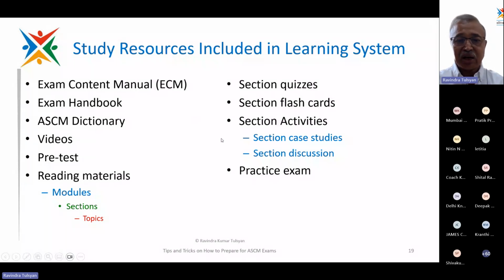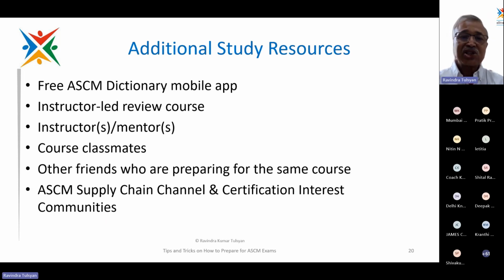But I recommend, don't take this practice exam in the beginning. When you finish your studies completely, then only take your practice exam, not before that. Don't be tempted to take the practice exam early. There are additional study resources apart from the learning system. There is a free ASCM dictionary mobile app that you can download on both Android and iOS.